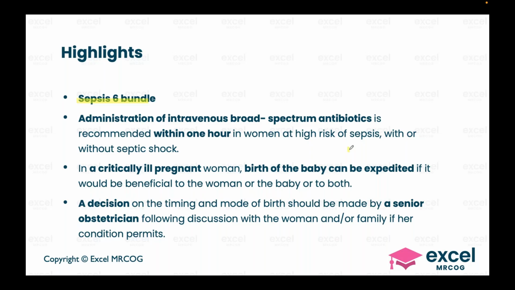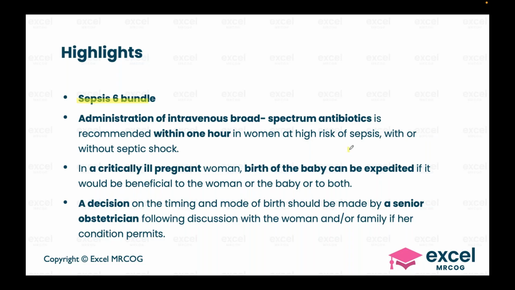Now, in a critically ill pregnant woman, birth of the baby can be expedited if it would be beneficial to the woman or baby or both. We are often confused as to what is to be done if there is a woman who is critically ill and pregnant, say in the late third trimester. You need to weigh the risk of delivering this patient urgently, maybe by cesarean section if she is not doing well, versus the risk of doing an urgent intervention when she is already critically ill. This decision has to be taken by a senior obstetrician.